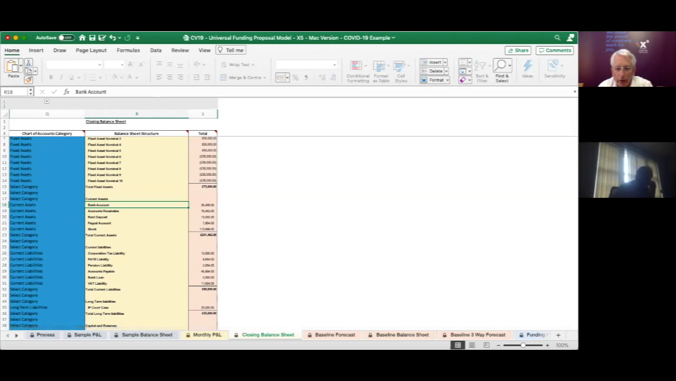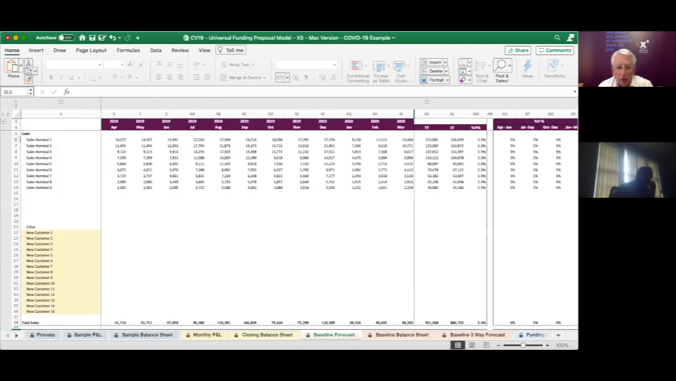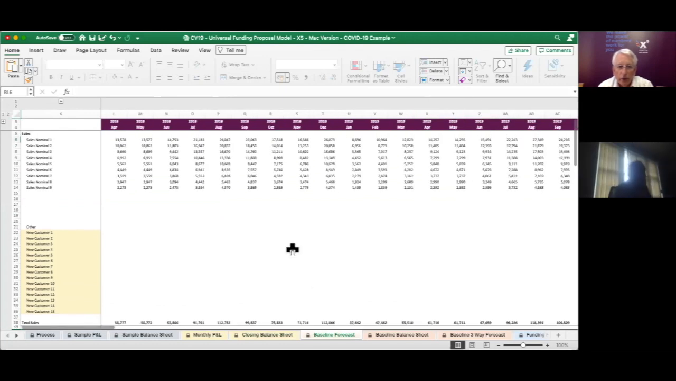Okay, so then we get into our baseline forecast. Now here, in this example, there's 2 years worth of information starting in 2018.